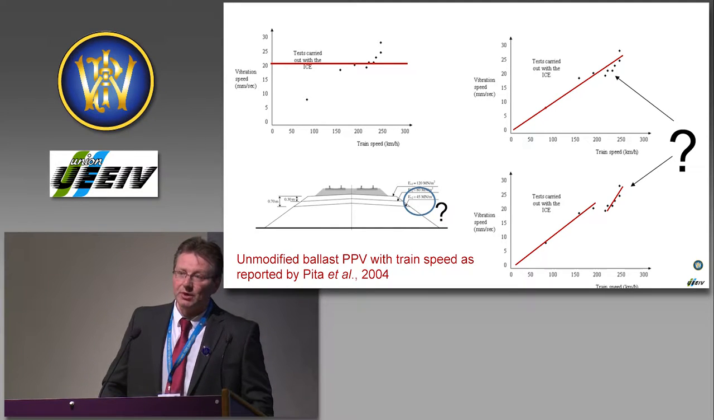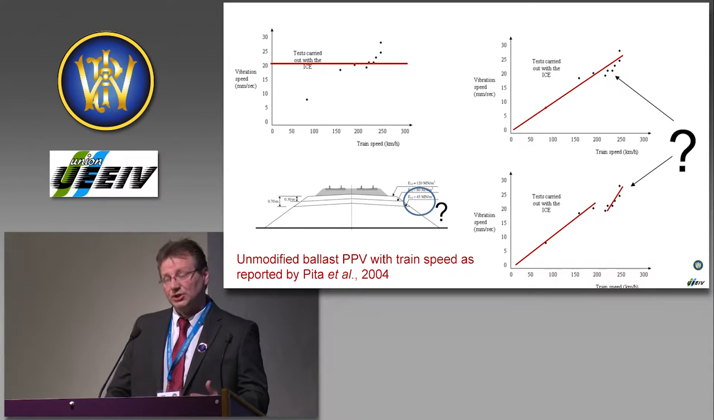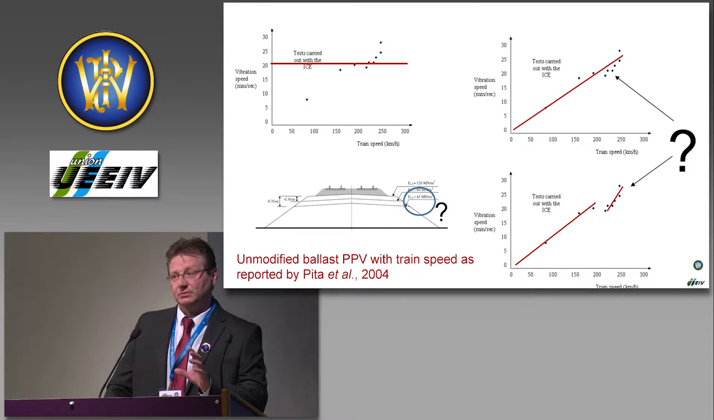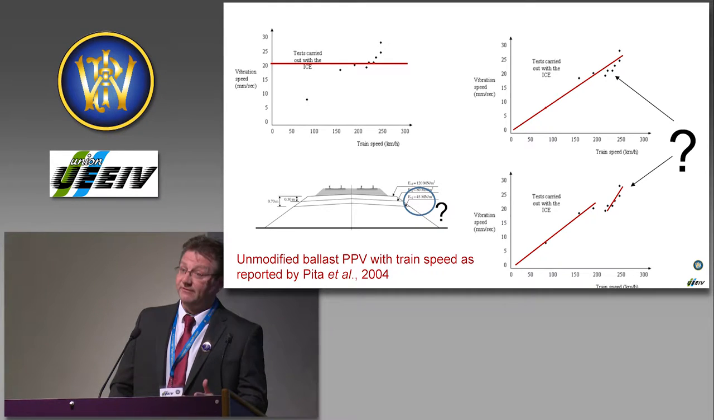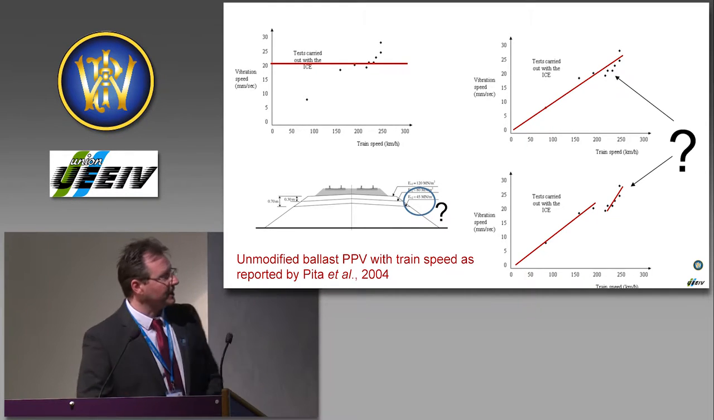Work that was done in Germany prior to that indicated that once you were passing 18 to 20 millimeters per second in the vibration of the ballast, you would start to cause ballast migration. The ballast is starting to vibrate. We'll look at some of the studies that were done in France as well as we go through the presentation.